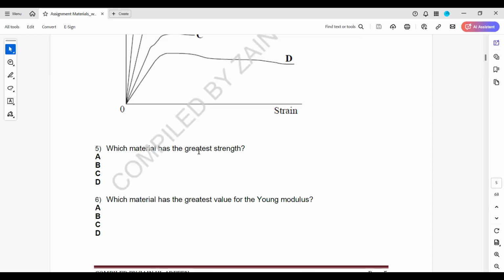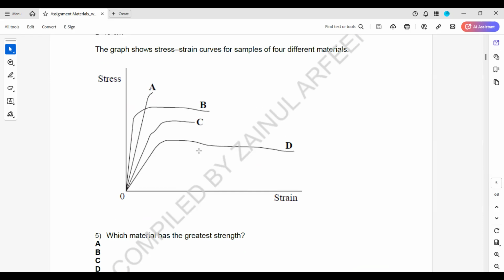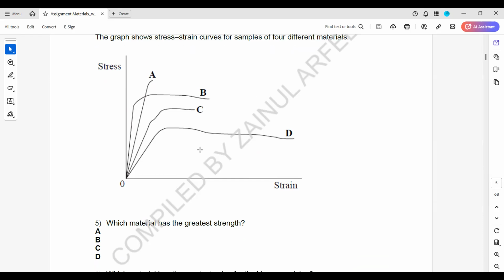And which material has a higher value of the Young's modulus? Is it A, B, C, or D? The higher value of the Young's modulus. A, B, C, or D? The correct answer is B. Why is B the right answer? Because you check the initial slope. The initial slope of B is more than A. Because B is starting from here and then it deforms. A does not deform.